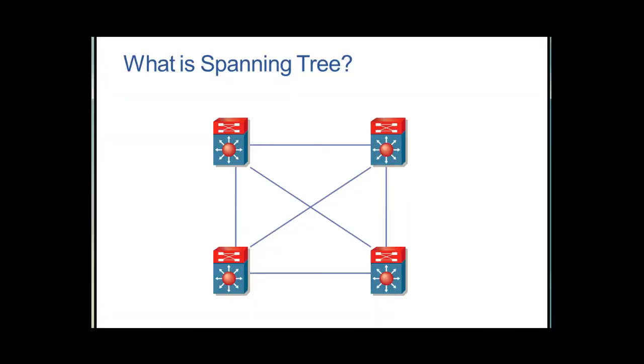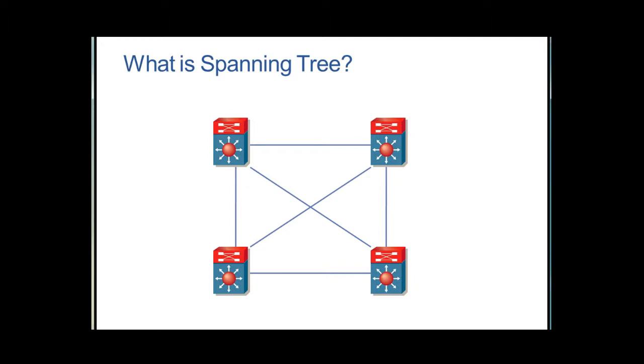Spanning tree is a protocol that is designed to block and stop loops on a layer 2 network. Loops on a layer 2 network are bad because they can result in broadcast storms, which can bring down an entire network in a matter of seconds. So spanning tree is recommended to be enabled on all layer 2 devices, whether VLANs are used or not.